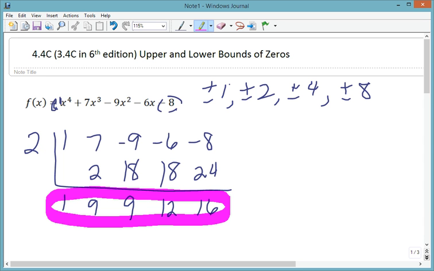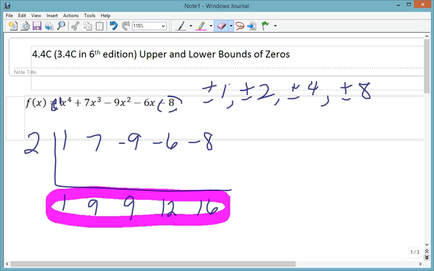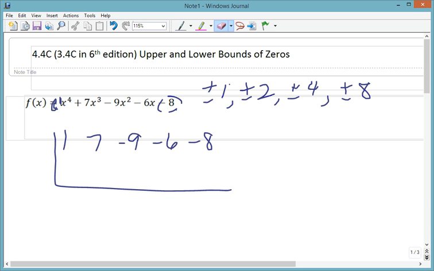Okay, so there's also a way to try to do lower bounds. A lower bound would be when you try a negative number. So an upper bound has to be a positive number, even if there are no positive zeros. Even if you figure out from Descartes' rule of signs that there are no positive zeros, you still couldn't get an upper bound from a negative number. It's just the positive numbers that work.